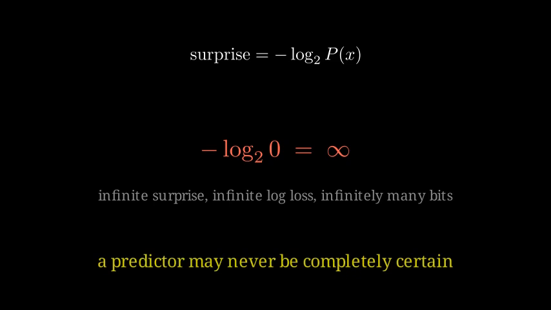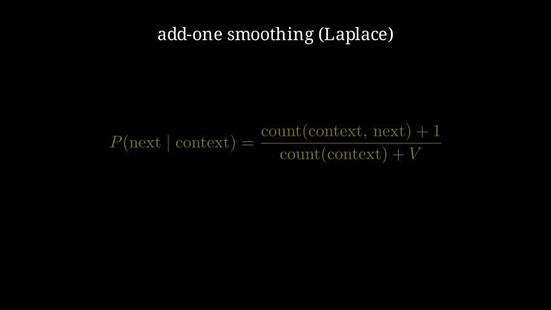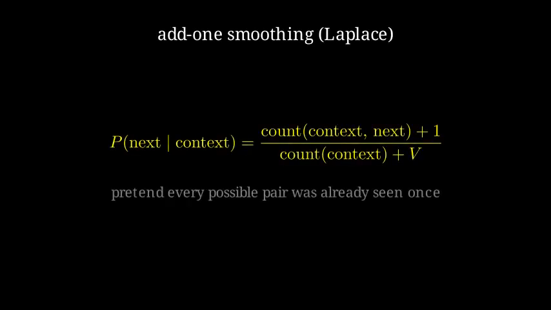The compression view says the very same thing in bits. To encode an event you swore had probability 0 would cost infinitely many bits. One 0 in the wrong place, and the whole model is worthless. A predictor may never be completely certain. So we need to leave a little probability for the things we have not seen.